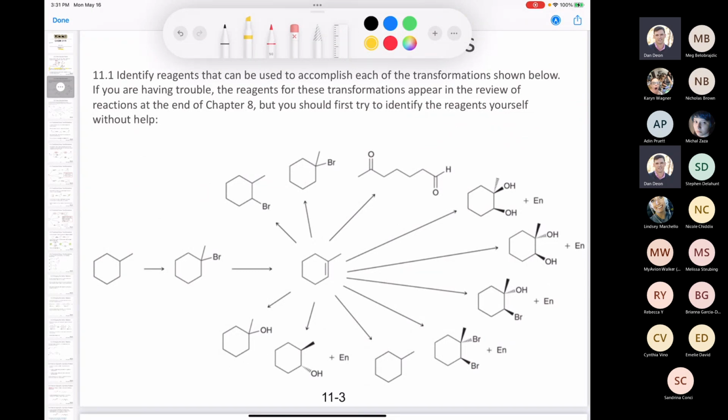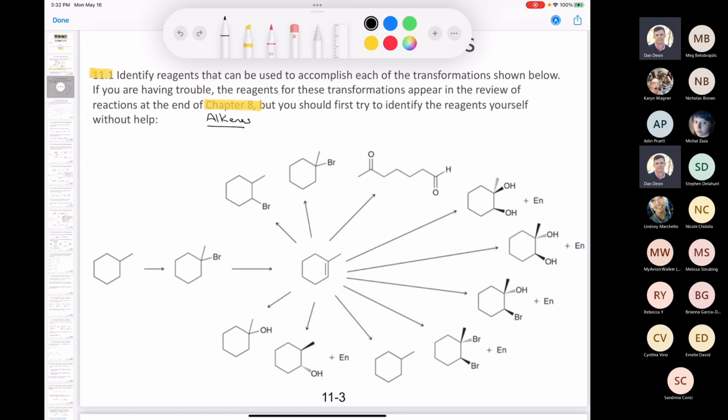This question 11.1 says, identify the reagents that you would use to accomplish all the transformations here. If you're having trouble, where would you find these reactions? They're all found in chapter 8, which is the alkenes chapter. So you can see that the starting material here is 1-methylcyclohexene. Thus, almost every reaction in here involves an alkene.